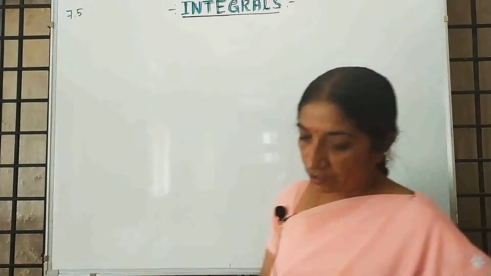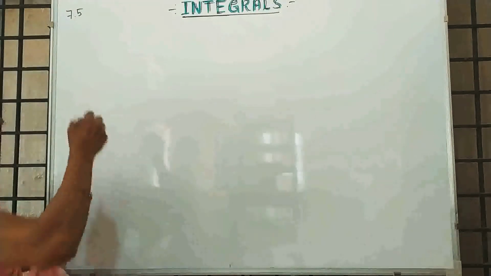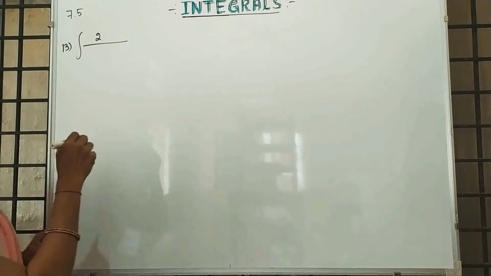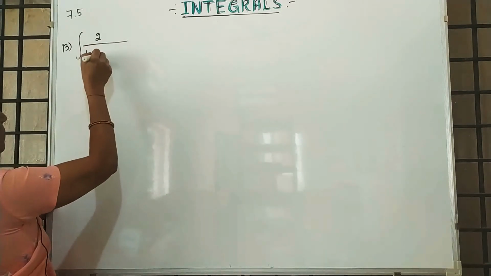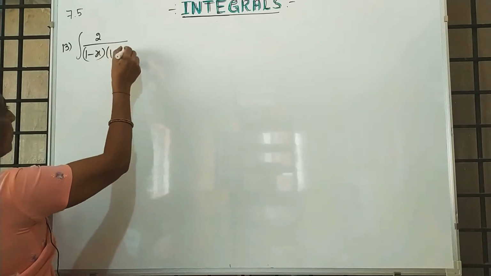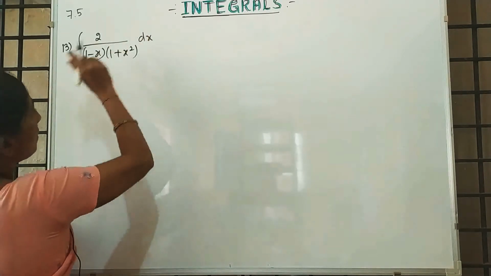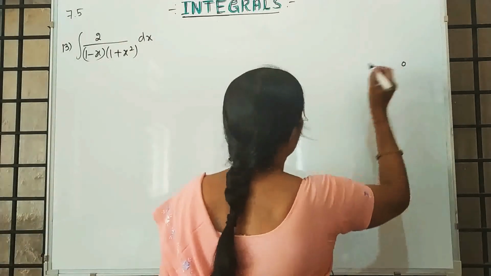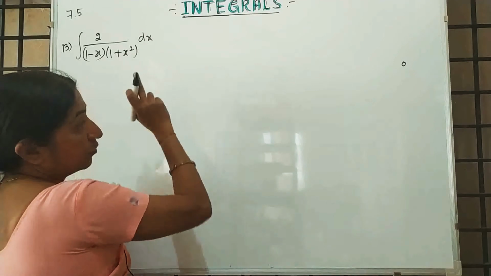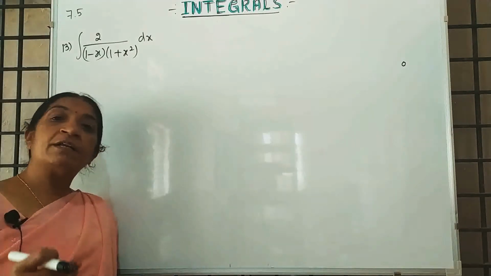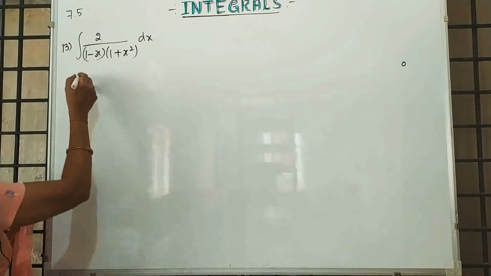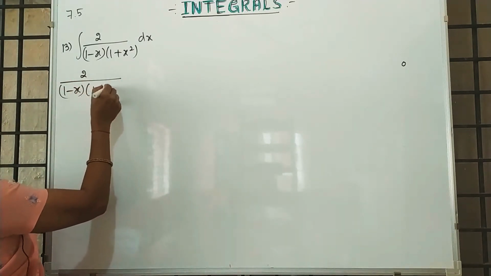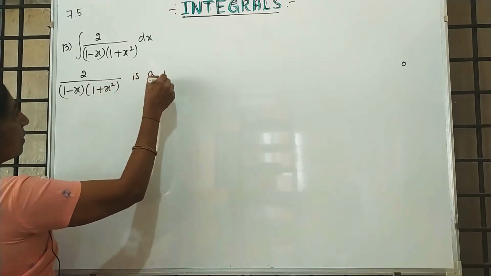Moving to the next question, that is question number 13. Integration of 2 upon (1 minus x) into (1 plus x square) into dx. See, in the numerator we don't have an x, means its power is 0. In the denominator, x into x square is x cube. Comparing to the denominator, the numerator is less. So it is a proper fraction. First step: 2 upon (1 minus x) into (1 plus x square) is a proper fraction.